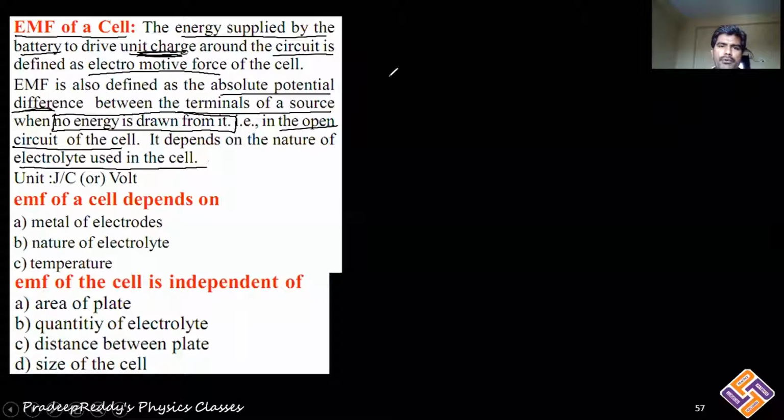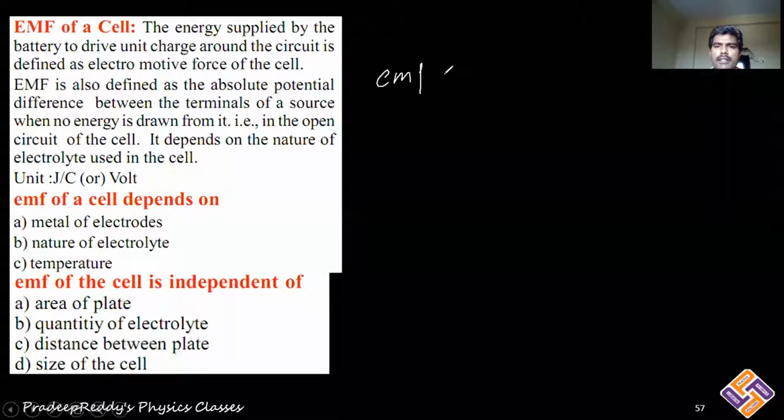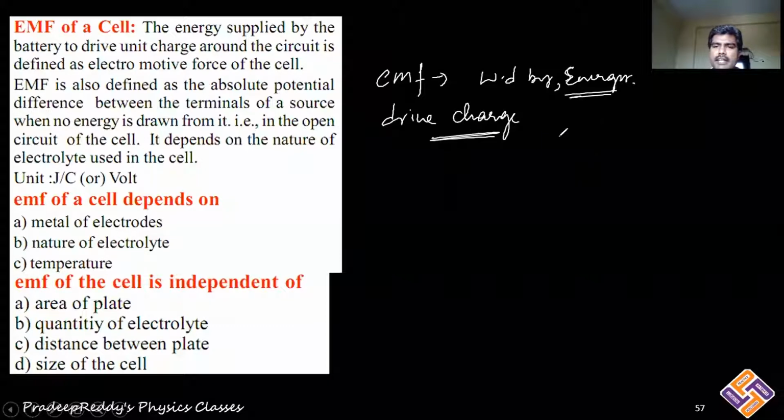EMF, electromotive force, is work done by a solution, and work done is nothing but energy. So it is the energy supplied by the chemical solution to drive charge. How much energy is needed to drive charge from one point to another point within a wire? That much amount of energy is said to be an EMF. EMF is numerically equal to potential difference when the cell is not in use.